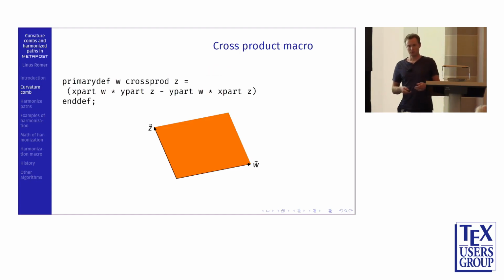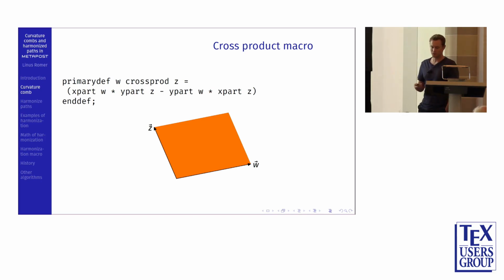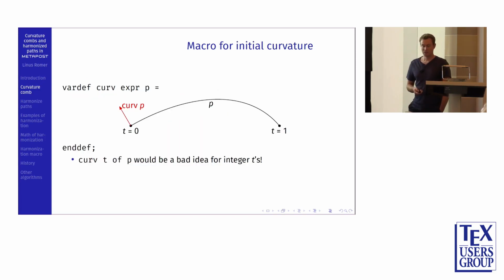And for the definition of a MetaPost macro, first of all, I need a cross product macro, because MetaPost supports a dot product macro, but not a cross product macro. So this is just a missing part. It returns the signed area of the parallelogram that is spanned by two vectors. And the macro for the initial curvature of a curve must look something like this.